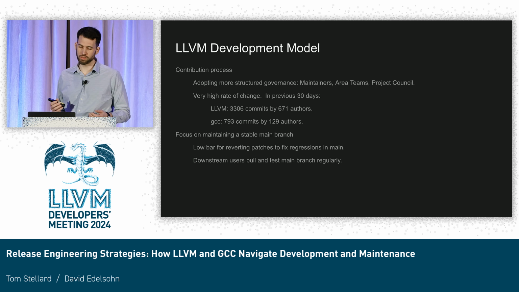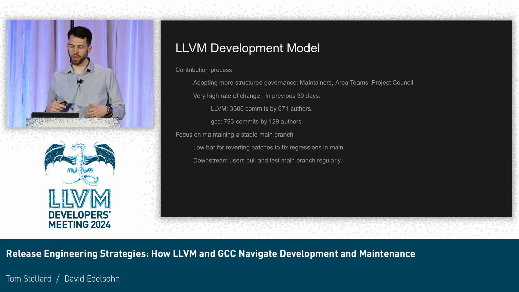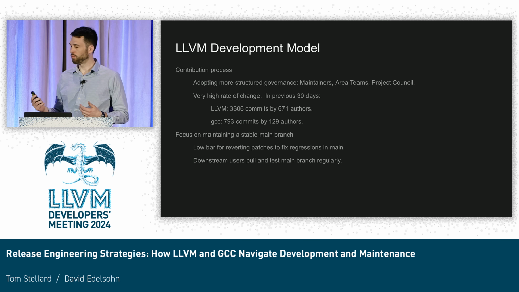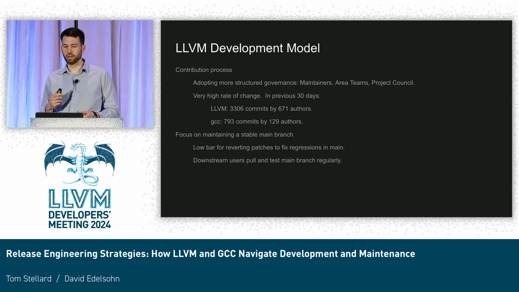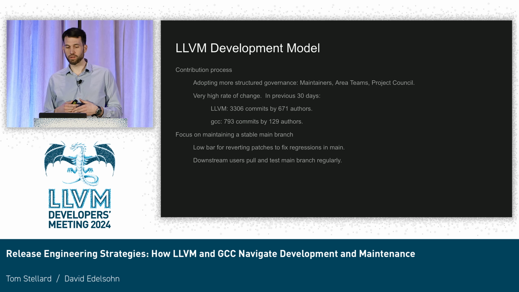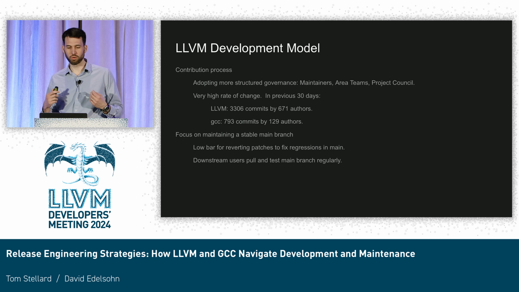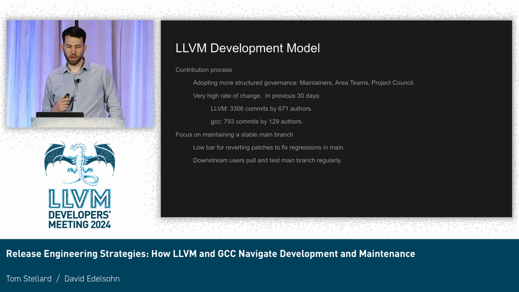And so this is really a much-needed change for us because we have a very high rate of change and a lot of individual contributors. So when you compare with GCC, we have about 5 times as many commits per month and about 5 times as many unique authors per month. So getting this a little bit more formalized, I think will be good long-term for us.